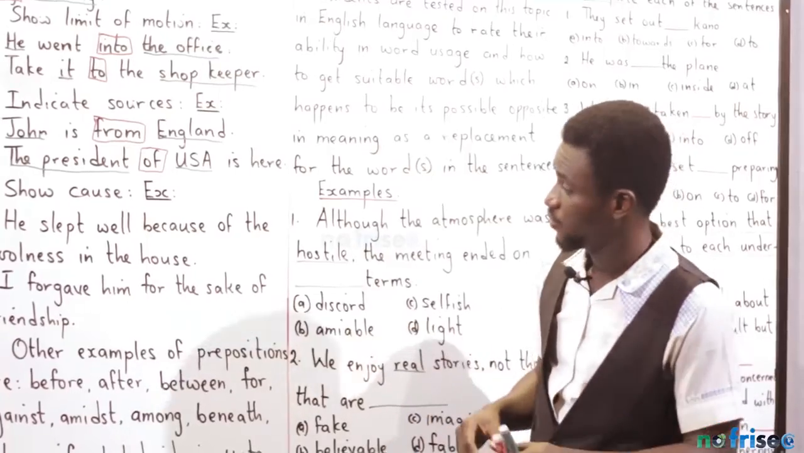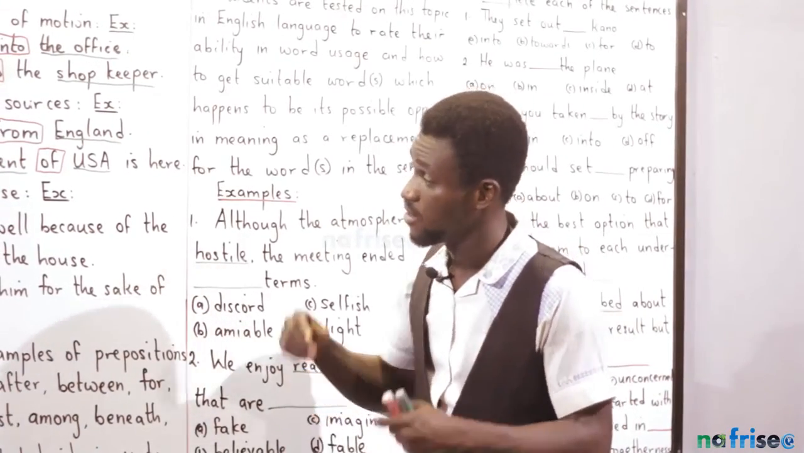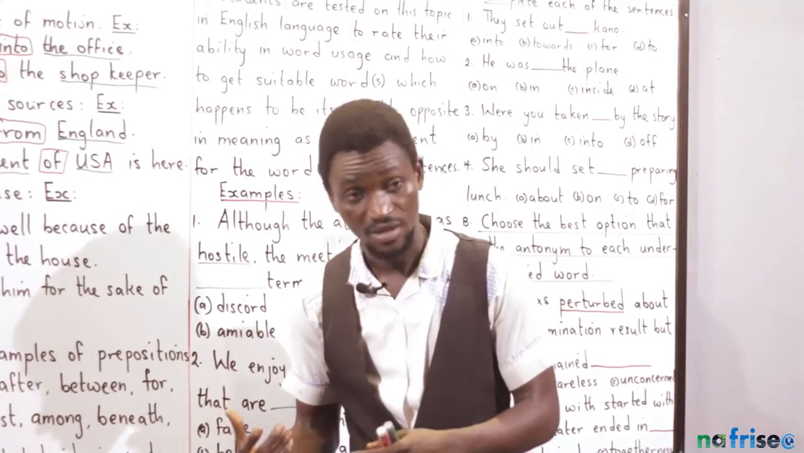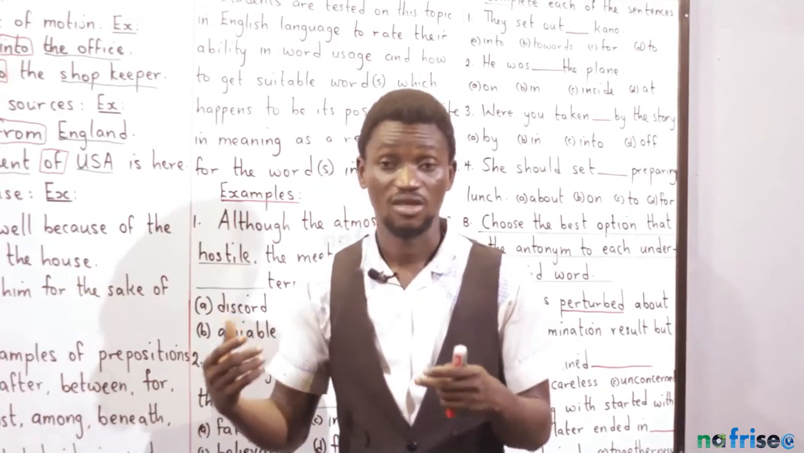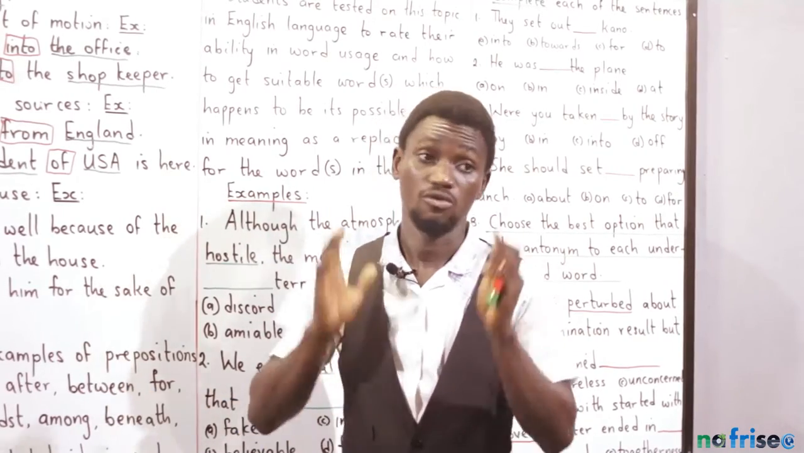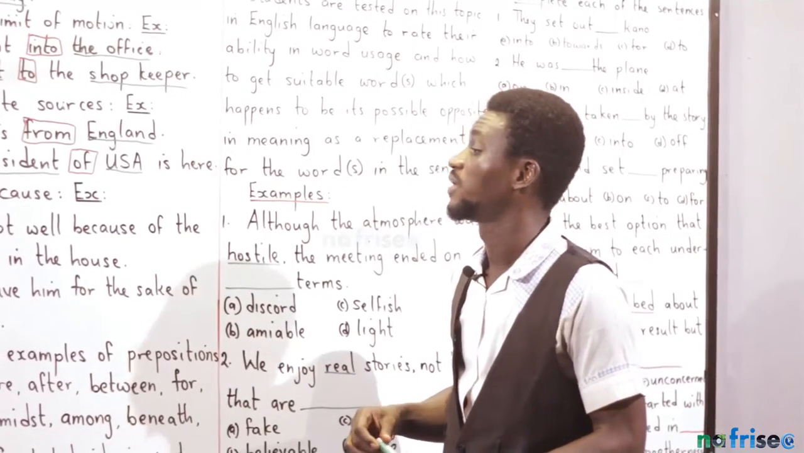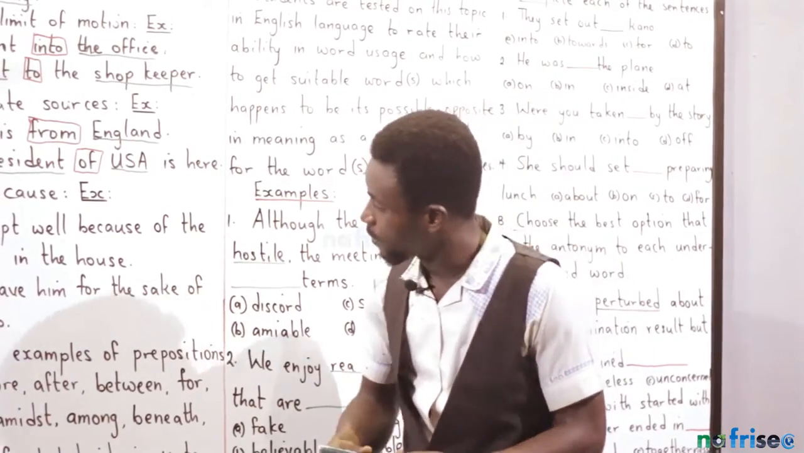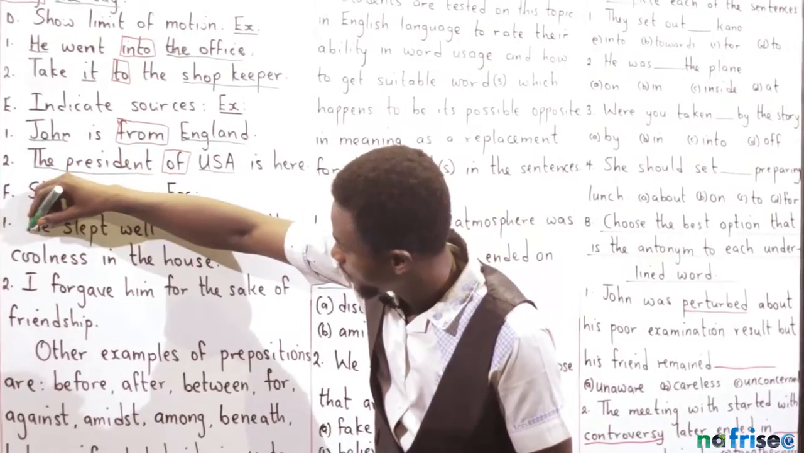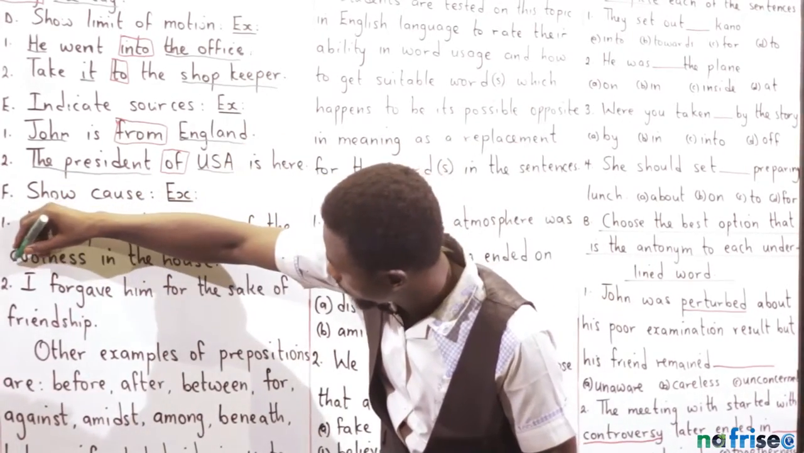Now the last function, show cause. Show cause, that is why a particular thing is happening, why a particular action had to take place between these two nouns or pronouns or any other word that exists there. Now look at this example. It says he slept well because of the coolness in the house. So we've got he, and we've got the coolness.